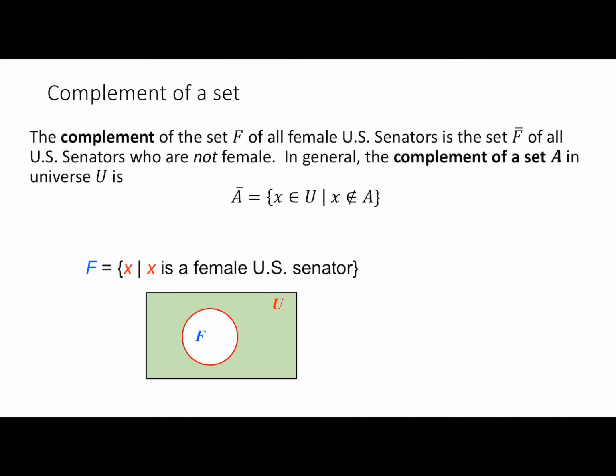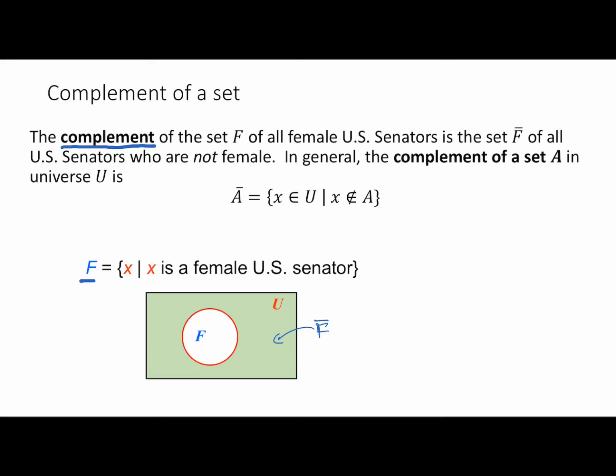The complement of a set, this is an important definition. The complement is the set of elements in your universe that are not in the given set you're looking at. So if we're looking at the complement of F, where F is the set of female U.S. senators, the complement is everything outside of F. So the shaded green part is F complement, and we denote that with a bar over it. That's everything outside of F in my universe.